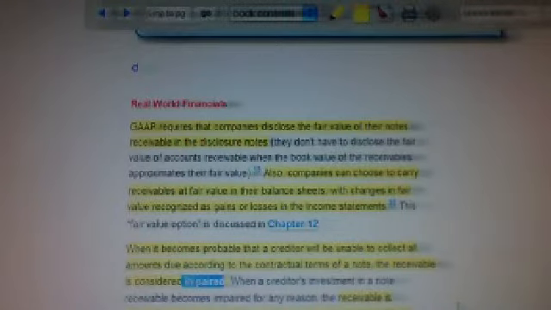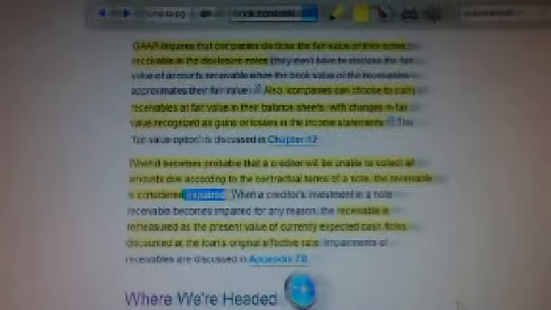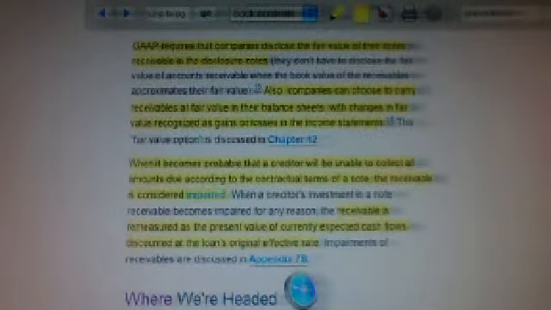When it becomes probable that a creditor will be unable to collect all the amount due according to the contractual terms of a note, then that receivable is considered to be impaired. And when you have an impaired receivable, what you try to do is to remeasure it at the present value of the expected cash flows you anticipate getting out of it, discounted at the loan's original effective rate of interest.